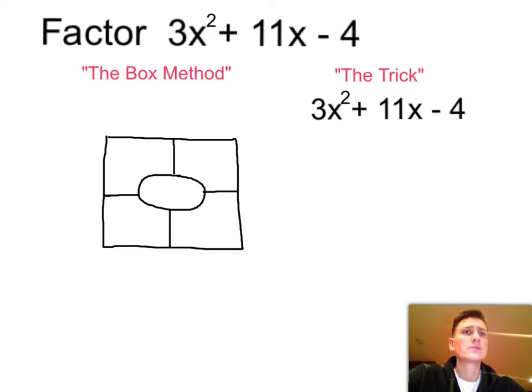Let's take a look at our last example. Let's factor 3x squared plus 11x minus 4. Here I want to show you the box method and the trick method, both side by side, so that you can decide which method you prefer. Let's start with the box method.